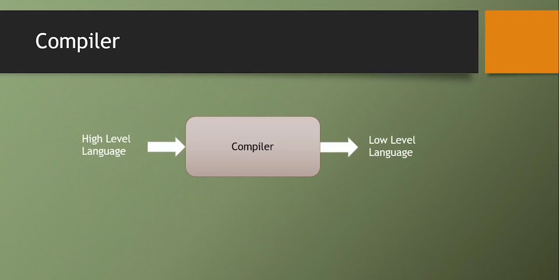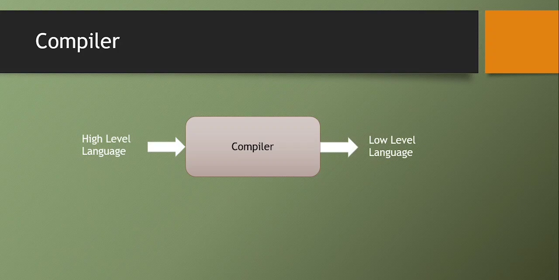Now, what is a compiler? This is a schematic diagram of a compiler. It will take a high level language which is written in any form of programming language, might be C language. Then that is converted to a low level language. Low level language here, in this case, is assembly language. The compiler simply converts the high level language to low level language.